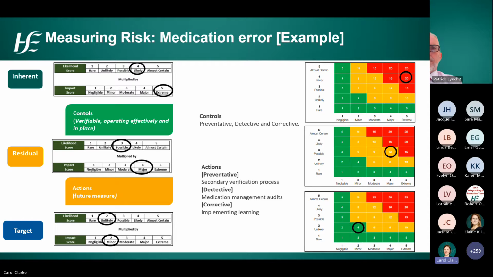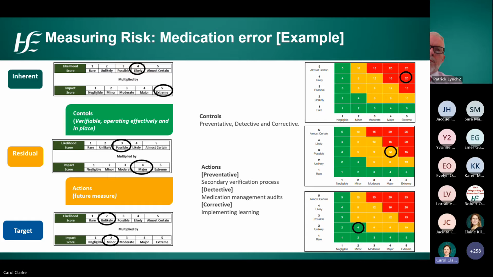I then review the verifiable controls that are in place, such as applying the 5 rights of medication administration, that is the right person, right medication, right dosage, right route, and at the right time. I therefore assess the residual level as 12, with an impact of major and a likelihood of possible. This I deem is not acceptable.